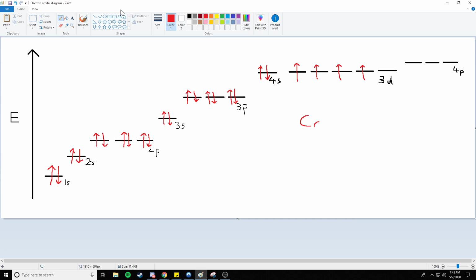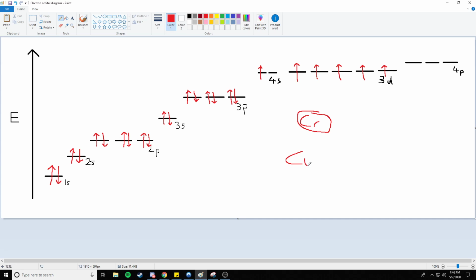However, what chromium does is it takes this electron that's in the 4s, says I don't want that one there, and I'm going to put it here because this is lower in energy. Okay? This is lower in energy, so chromium is going to be weird, and it's going to do this. The only reason why it does this is because singly occupying all of these 3D orbitals is lower in energy. That's the only reason it does it. It's more stable this way. Fair enough. So chromium does this.